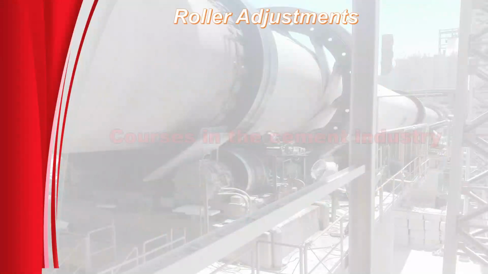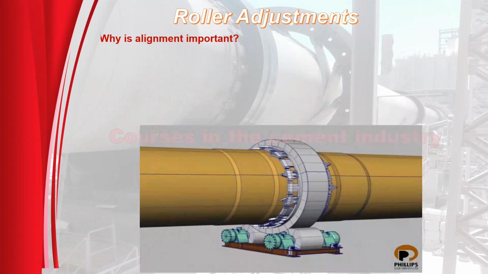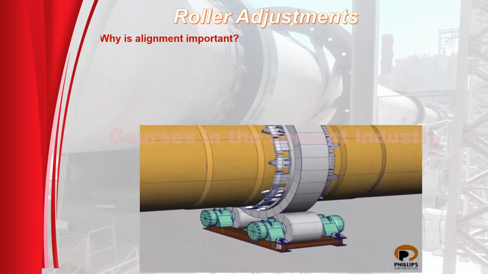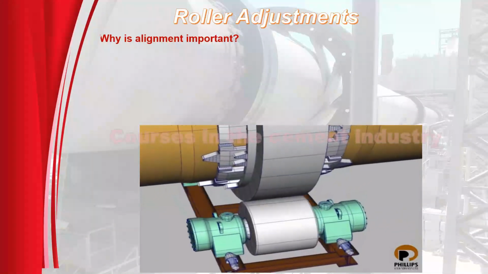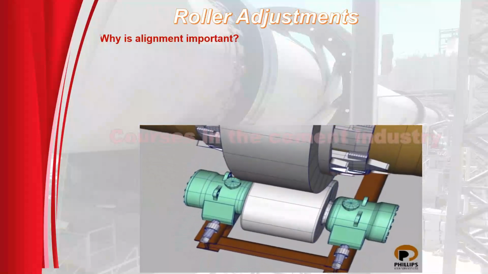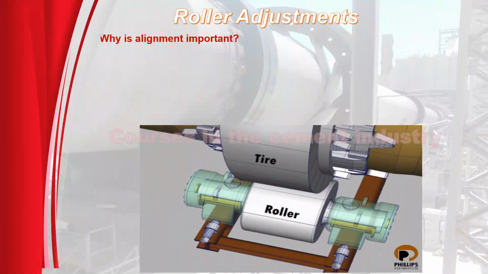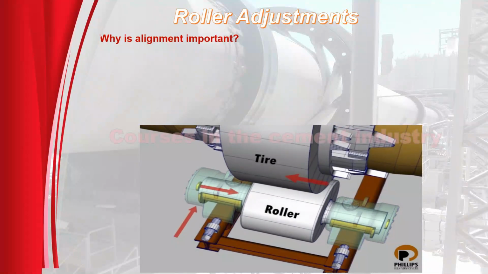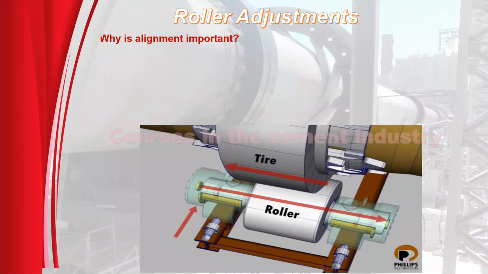Roller adjustments. Why is alignment important? It is the starting point for any mechanical maintenance program for a rotary kiln. Without understanding alignment and the associated mechanical conditions of the kiln, it is impossible to plan maintenance work effectively. The life of refractory is directly related to alignment of the kiln.